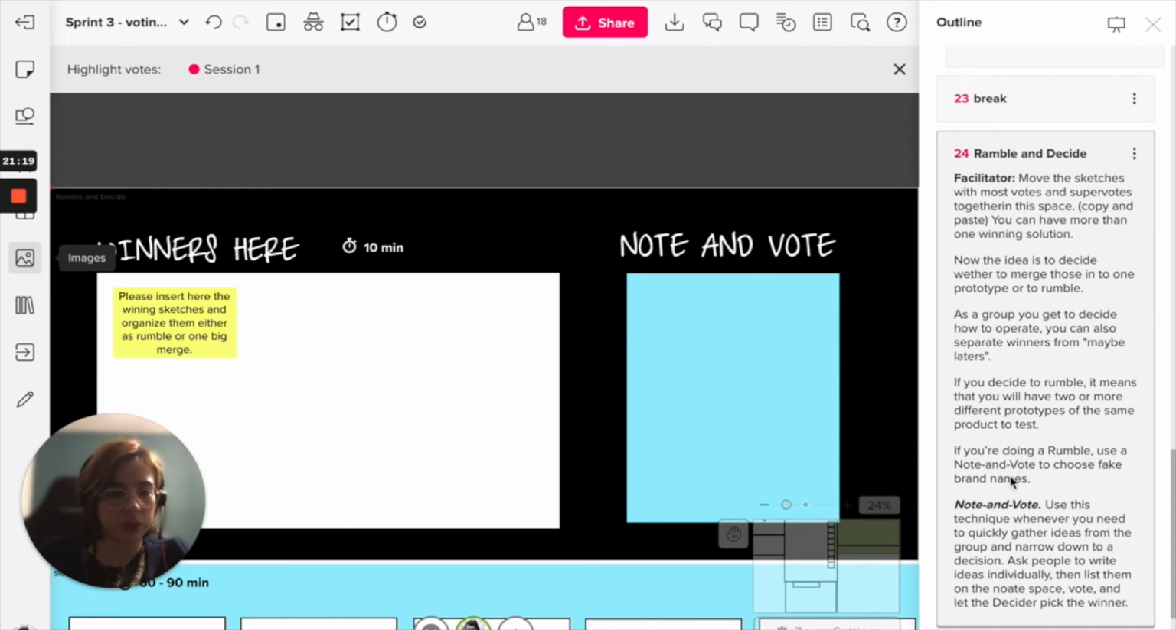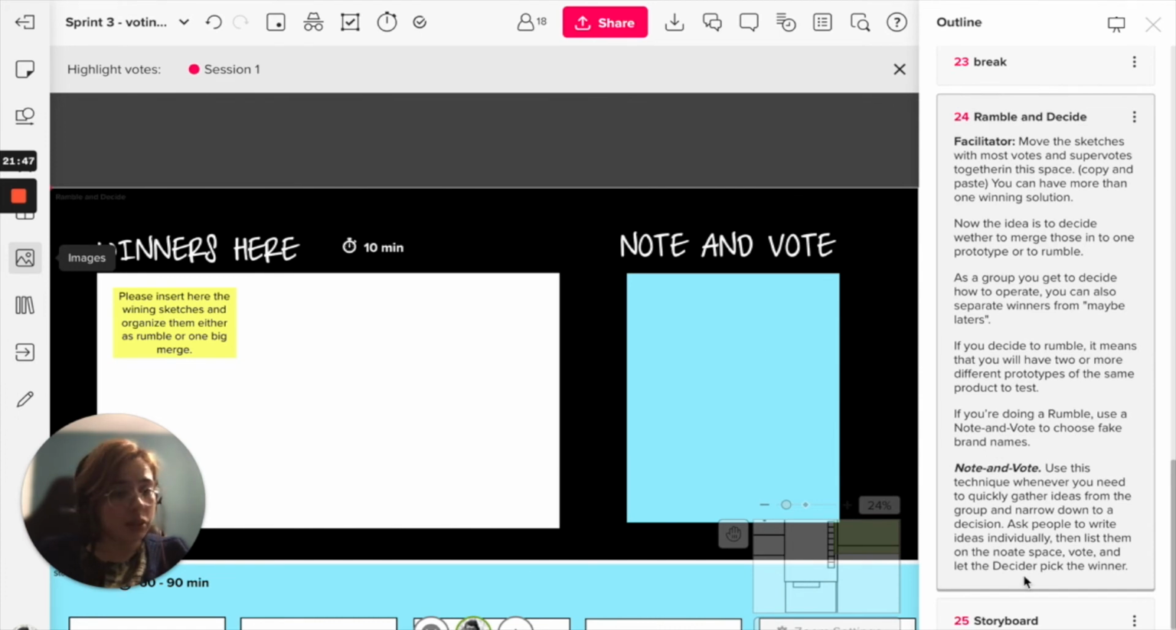So the idea is that everyone is going to just write some ideas, list some ideas individually on this note space, the blue space, about potential names for that big solution that gathers all those winner ideas. And then you get a decider to vote and pick the winner, the idea that gets the most likes or the most votes on its name.